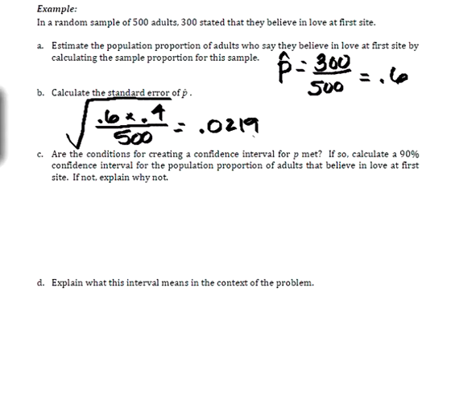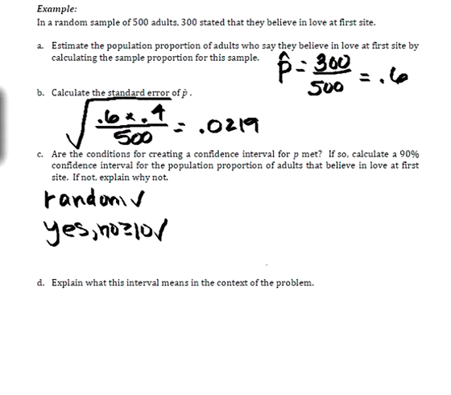Next, we want to make sure that the conditions for inference are met so that we can actually go through and calculate this confidence interval. We need to make sure that we've got a random sample, which we do. And we also need to make sure that the number of yeses and the number of nos are both greater than or equal to 10.